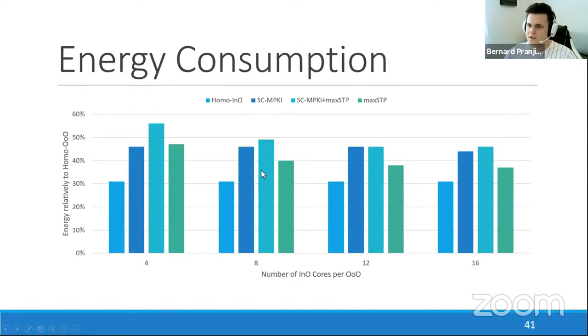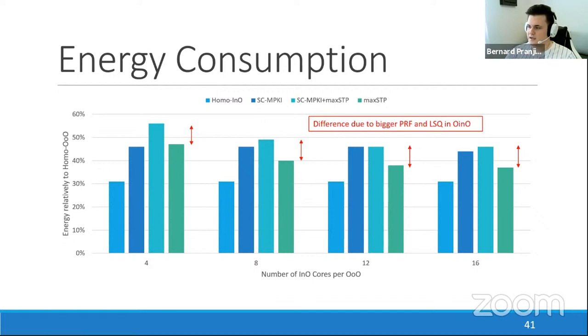Okay, now let's look at some energy consumption. Now we compare the energy consumption between a traditional heterogeneous design and the Mirage cores. The difference in energy consumption is due to the bigger physical register file and the load store queue in the out-of-orders. If we look at it, it looks like a lot of difference, but it's still all less than 60% of homogeneous out-of-order cores. So it is an okay trade to take, I guess, because it's not that much worse.